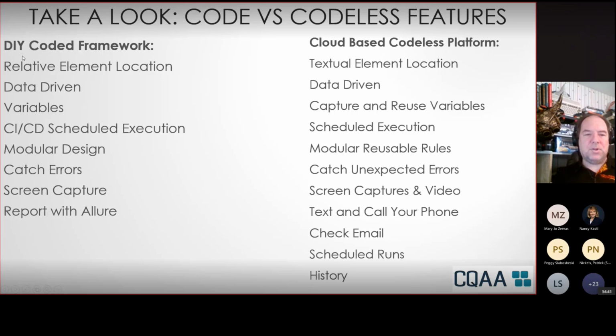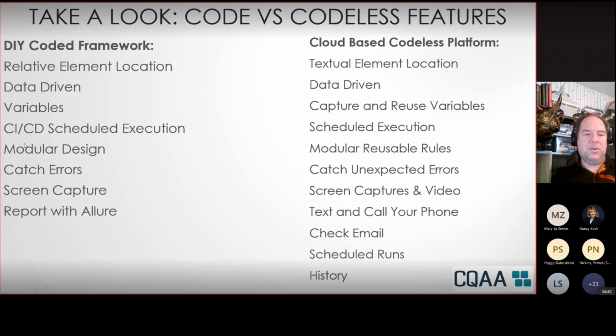When you're doing a do-it-yourself coded framework, there's a lot of things that you may not realize from day one that you're going to eventually need. You need relative element location. I have a radio button, but it doesn't have the name male or female on it. It's next to another element, a div, that says male, another one that says female. How am I going to get and click on a radio button like that? It needs to be data-driven. We need to add variables.